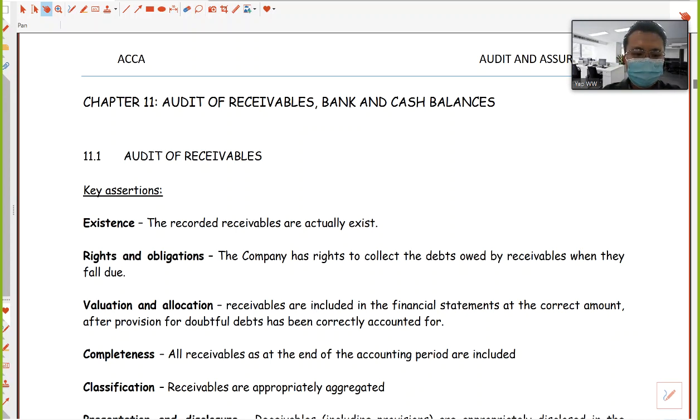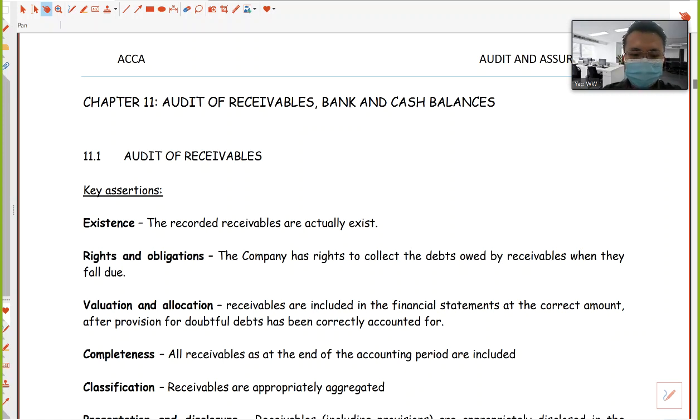Valuation and allocation. Valuation is a very important assertion for the receivable because receivable has to be written off if they are not recoverable. So the auditor will have to see what the receivables are that may not be collectible. So we have to discuss with the management, should they write off the receivables?